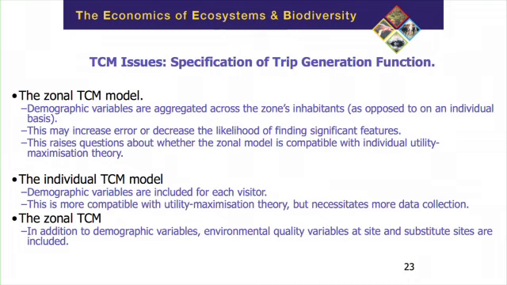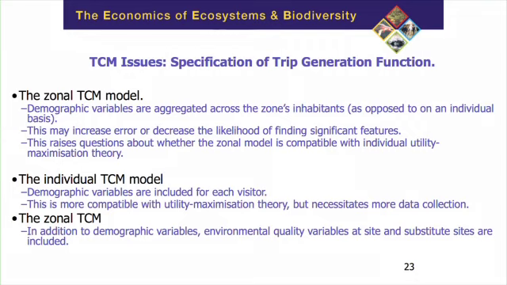The individual one, where we are collecting and including demographic variables, aligns much better to economic theory, so it's a lot better that way. And then with the zonal one, we can add in environmental attributes, so we get much more information about the environmental quality or the value of environmental quality of different sites and how people relate to different substitutes.